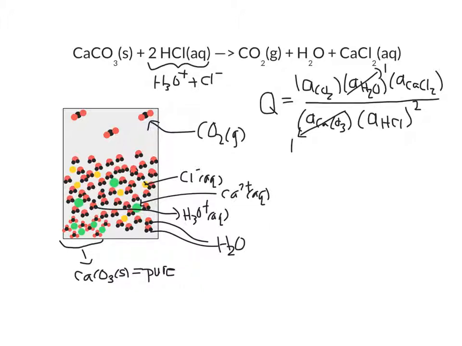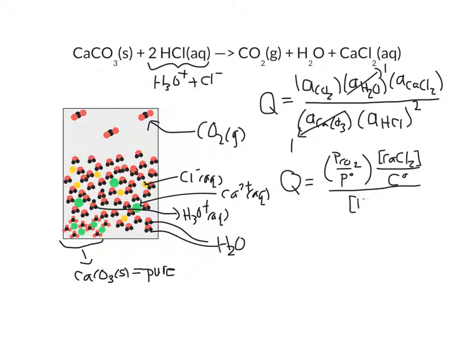And I'm going to be able to write that Q is equal to the activity of the CO2. But the CO2 is a gas, and so I'm going to express that in terms of the pressure of CO2 divided by the standard pressure, times the activity of the calcium chloride, which is an aqueous molecule in solution. And so I'm going to write that as the concentration of calcium chloride divided by the standard concentration. And then I'm going to divide by the concentration of HCl divided by the standard concentration for the activity of HCl. And that needs to be squared, remember, because I have 2 HCl molecules in every reaction.